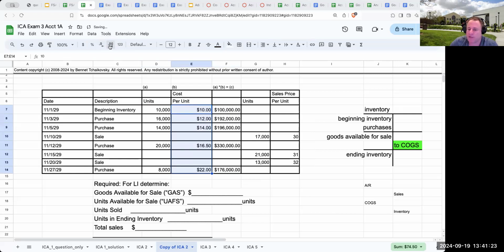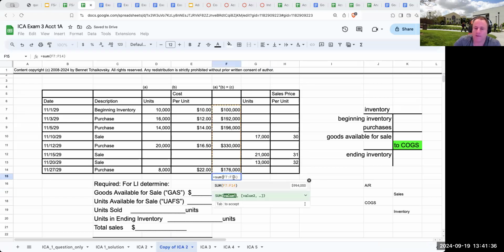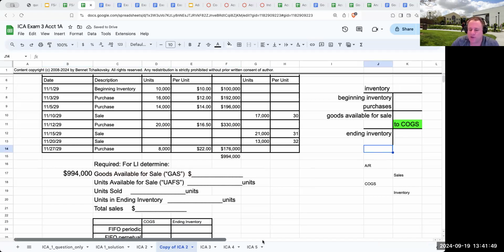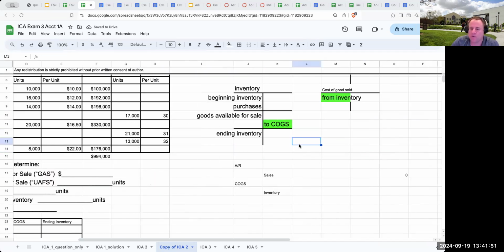So when I come over here and I'm doing these questions, my goods available for sale, meaning what did I have available for sale, is going to be a total of $994,000. Very important number to compute right at the get-go. And why is that? Well, if we look at this equation, we see that goods available for sale minus cost of goods sold equals ending inventory.